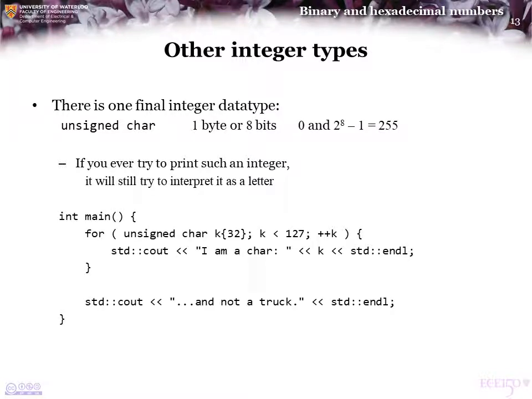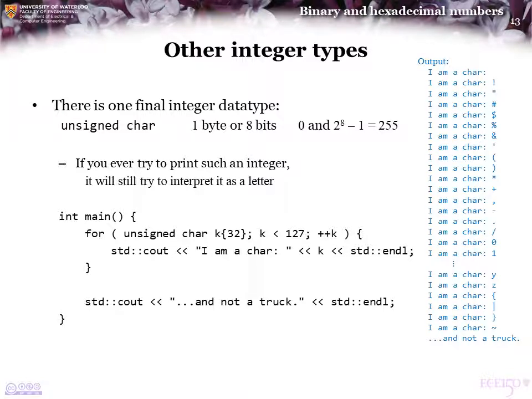Here, for example, I have a for loop where the loop variable k is declared to be of type unsigned char. Its initial value is 32, and the loop continues until k is equal to 126. It then prints out "I am a char" and prints k. If we take a look at the output, it's not printing out numbers.